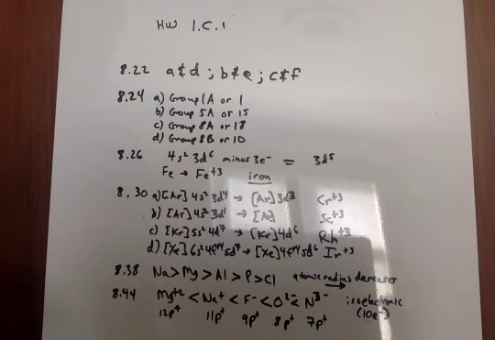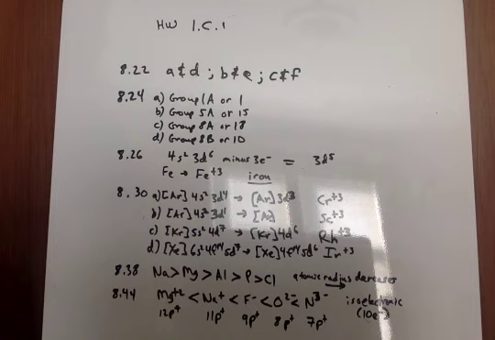8.44, list the following ions in order of increasing ionic radius. So these are ions: Mg plus 2, Na plus, F minus, O2 minus, and N3 minus. They are isoelectronic. All of them have 10 electrons. And so the smallest ion will be the one with the most protons. And so that would be magnesium with 12 protons. Sodium has 11, fluorine has 9, oxygen has 8, and nitrogen has 7.